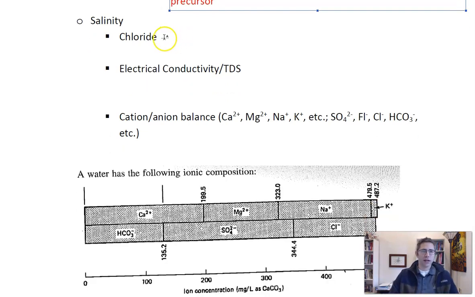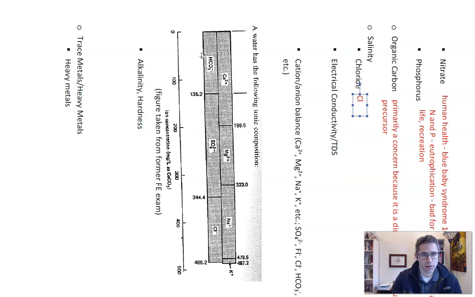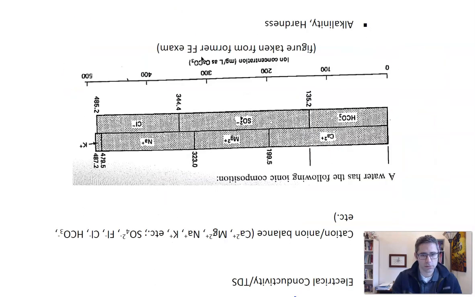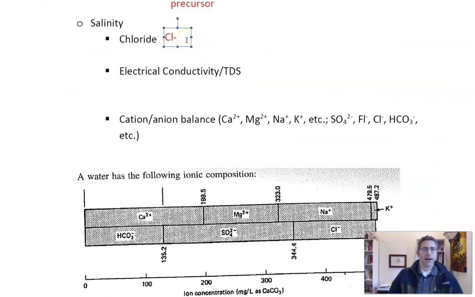All right, so salinity. A few different topics within salinity. The first one is chloride, which is the chloride ion, Cl-. I don't know if I can superscript here. That didn't work. All right, well, Cl-. This is primarily a taste and odor concern. If you have too much chloride in the water, people will taste or smell it.